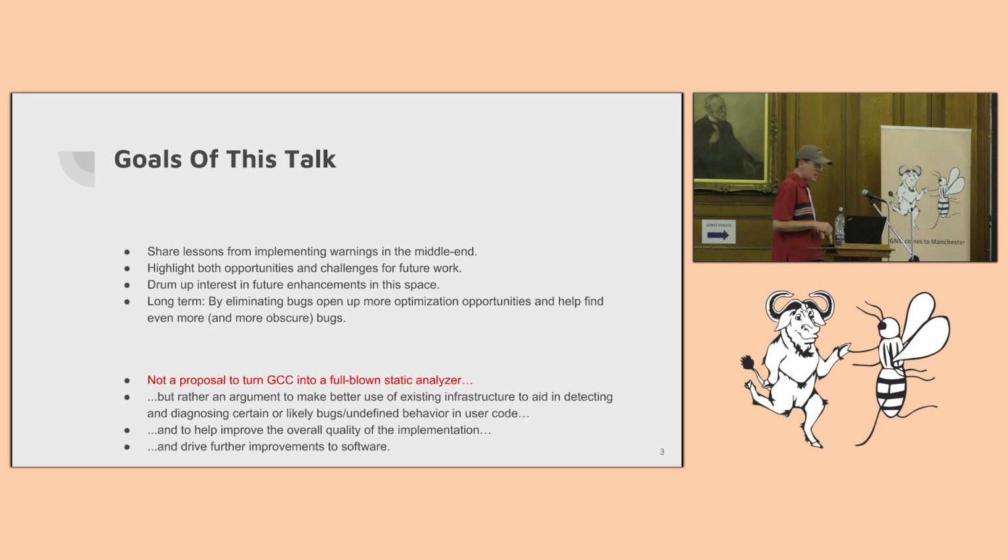My goals for this talk: I'd like to share some lessons that I've learned the hard way over the last few years with implementing warnings in the GCC middle end. I want to take this opportunity to highlight both the opportunities in this area and the challenges that I've run into while doing my work. I'm passionate about this work, so I'm hoping to drum up some interest in future projects and enhancements in this area.